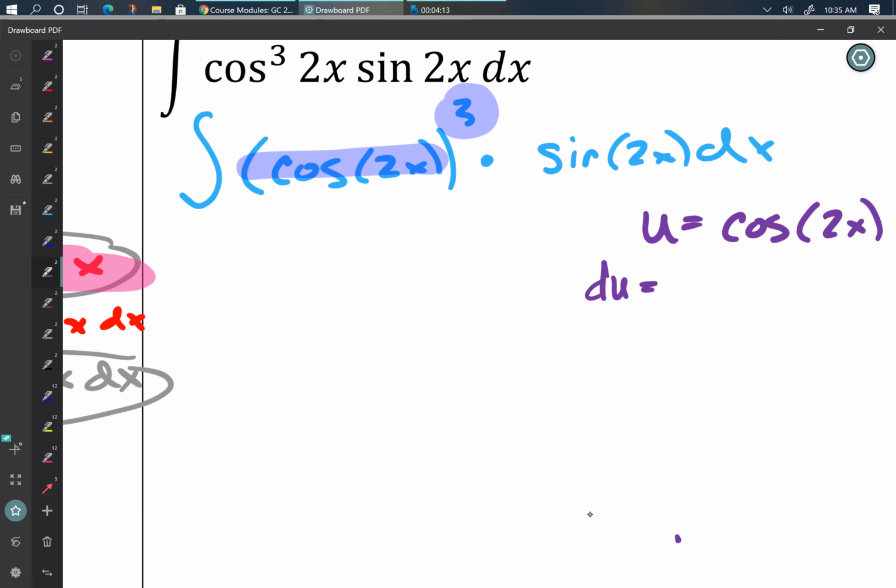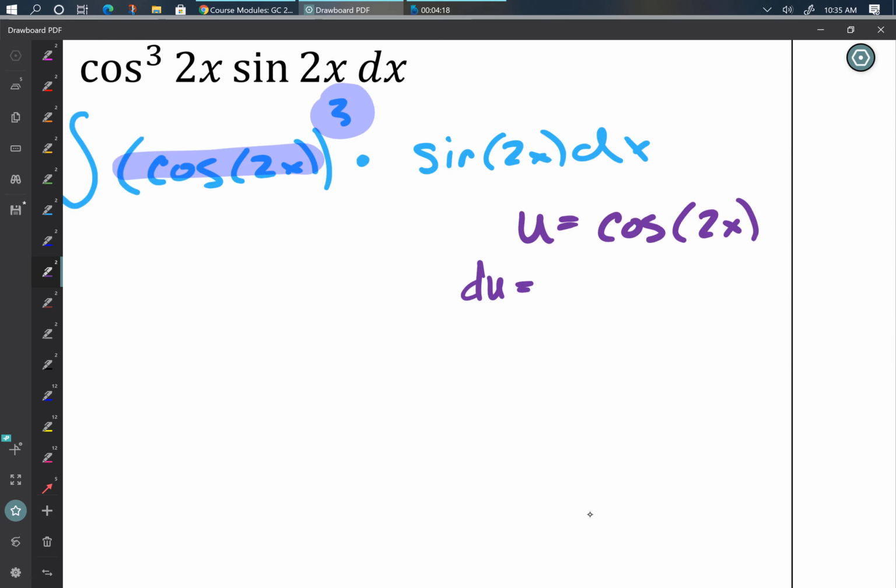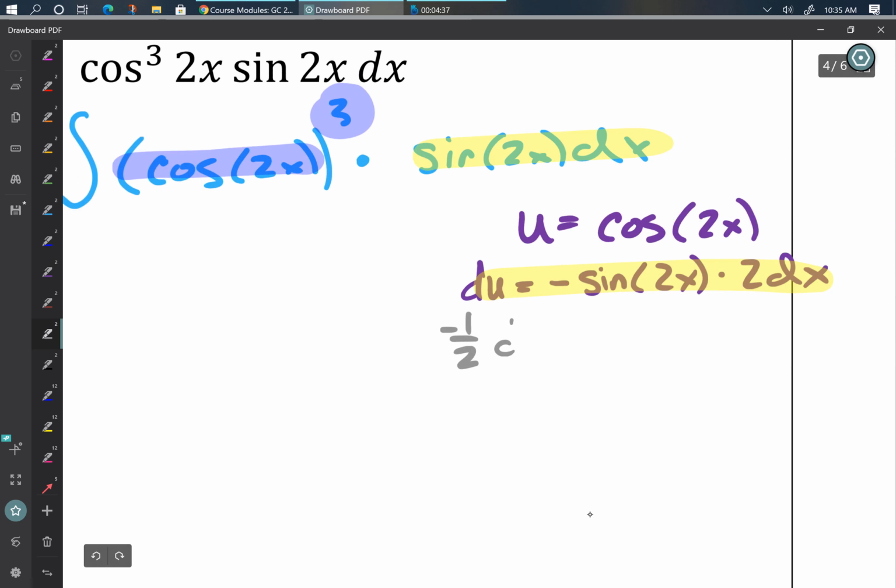I missed a negative there. That's what I'm trying to erase to fix. The differential du is going to be negative sine 2x times 2 dx. This matches here mostly. I'm missing a negative 2, so I'll do the algebra that I've been doing. That's going to give me a negative 1/2 du is sine 2x dx. And now I'll perform my substitutions.